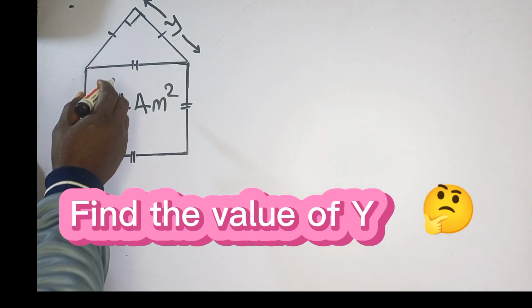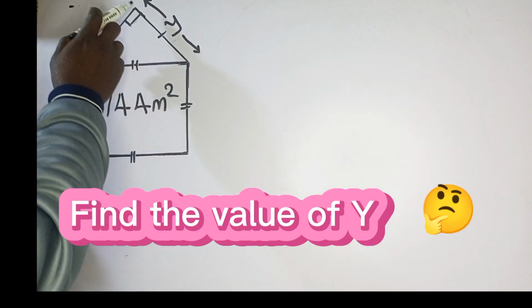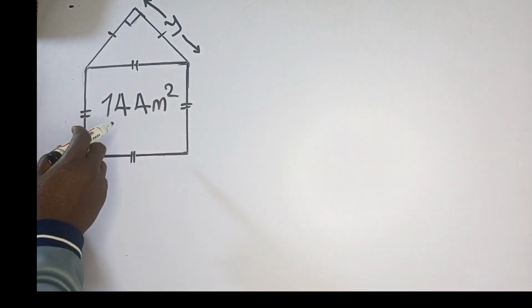Let's look at this diagram. In this diagram, we're asked to calculate the value of the side marked Y. If you look at this diagram, it is made of two main sections.